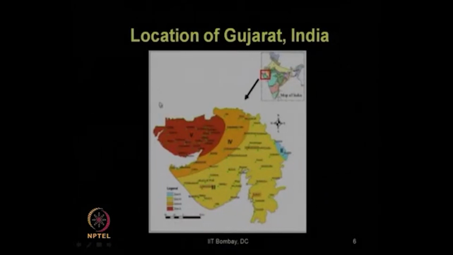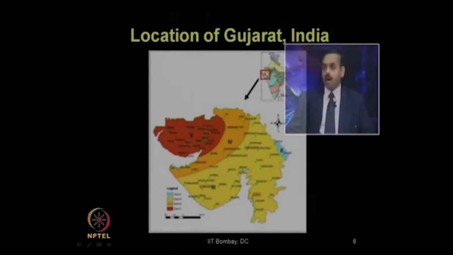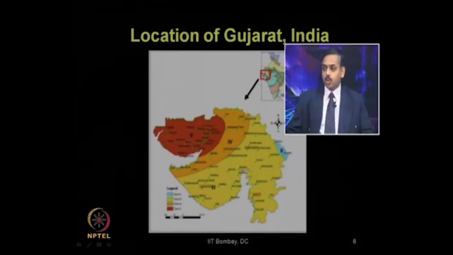This is the map of location of Gujarat. Gujarat is the central westernmost state of India, as shown over here. This is the Gujarat state, which is surrounded by the Arabian Sea, and here the neighboring country Pakistan.